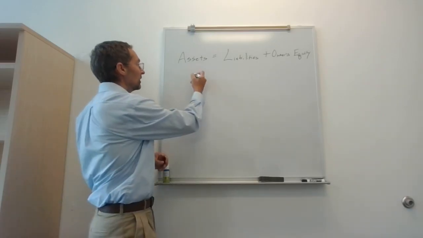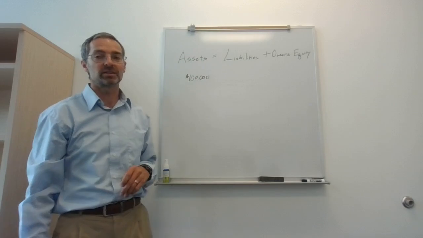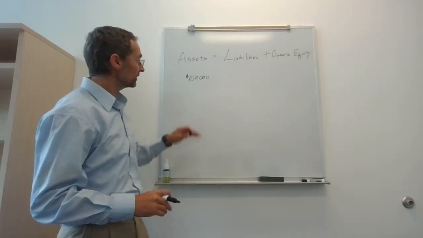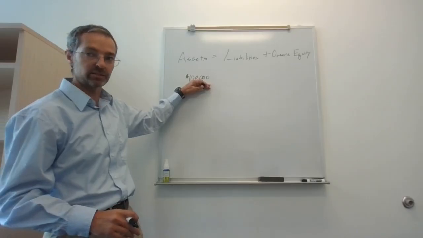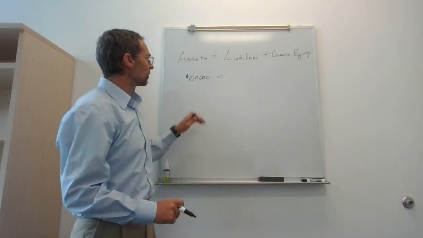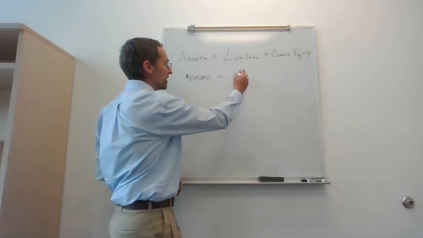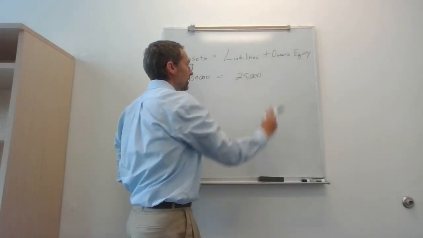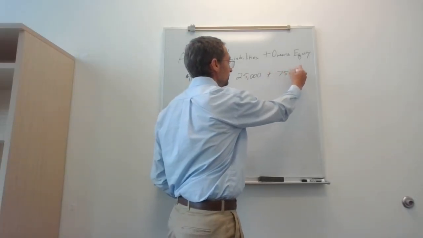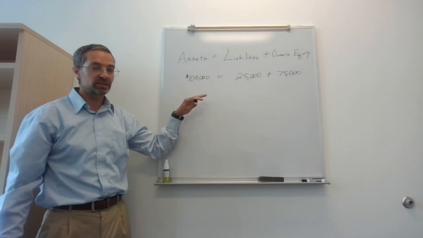So, for example, if we have $100,000 in assets, that might be in cash, it might be in supplies, it might be inventory, could be cars and trucks or other equipment. If we have $100,000 in assets, we have to have an equal amount of liabilities and owner's equity. So let's say we have some debts, which are the liabilities. Let's say we have debts of $25,000, which means our owner's equity must be $75,000. So this equation always has to work.